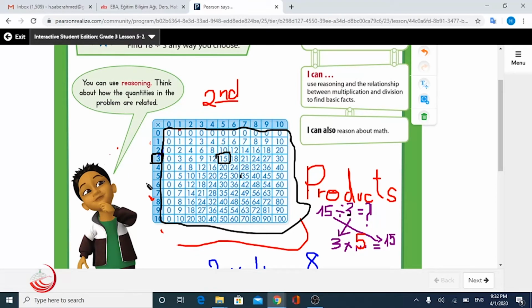Now I want to know what is the missing factor in the multiplication. First of all, I know the first factor, which is 3. I will go across the row until I find the product, which is 15. Then I go up in the same column until I find the factor in this row. Oh, yes, it is 5. So 3 times 5 equals 15, or 15 divided by 3 equals 5. Clear? Crystal clear?